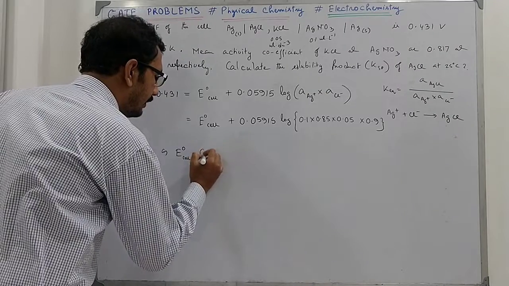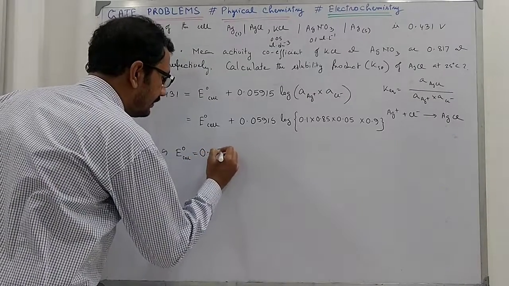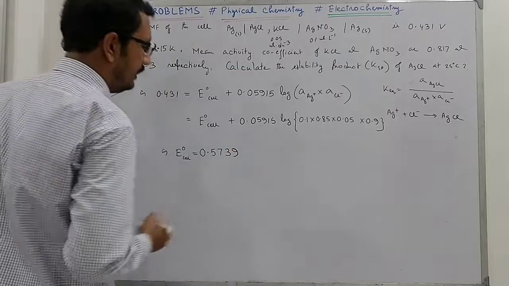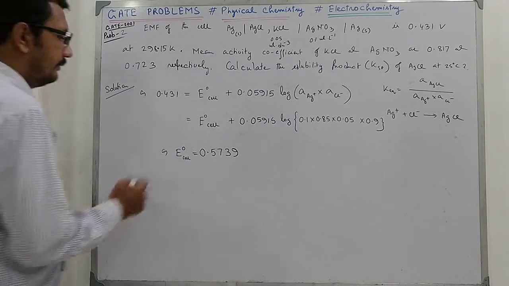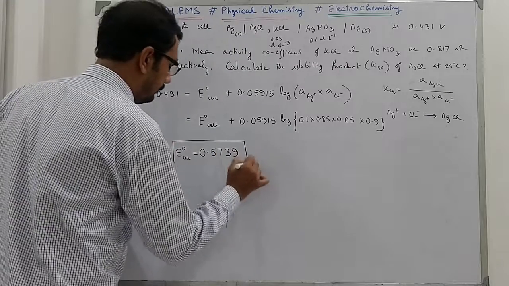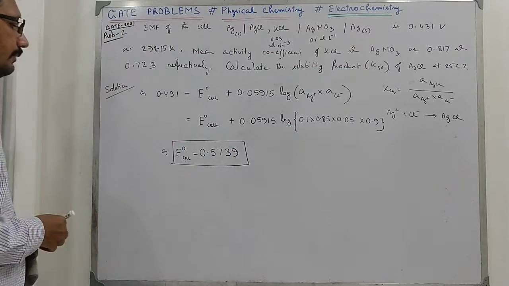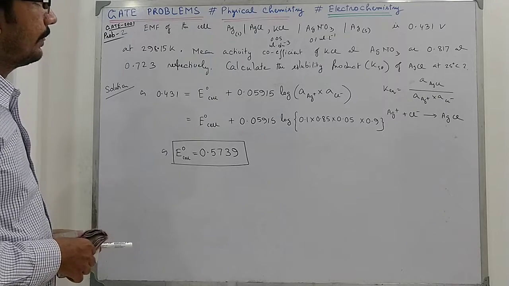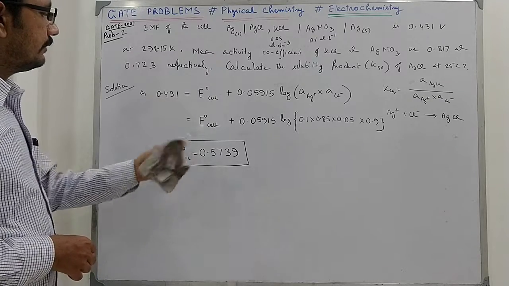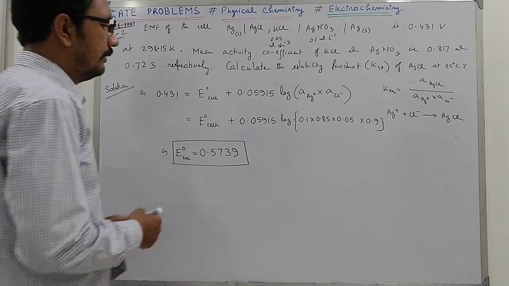So it is 0.5739. Now we have the value of the E0 cell, that is the standard EMF of the given cell, which is 0.5739.